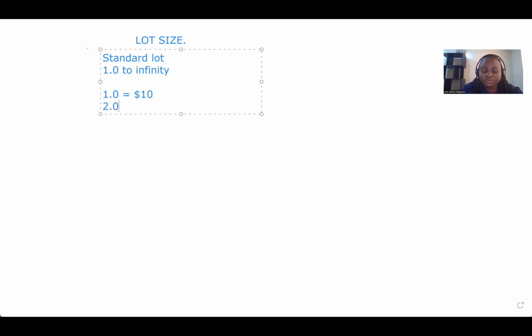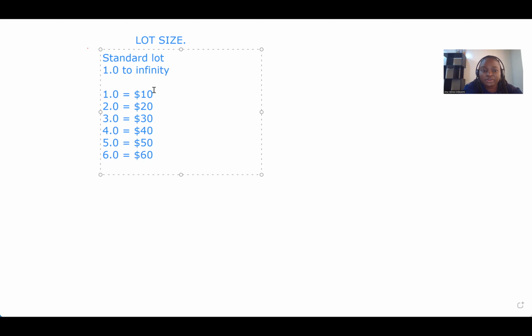Also if you use a lot size of 2.0, what this means is the value of 1 pip is $20. If you're using 3.0, the value of 1 pip is $30. If you use 4.0, the value of 1 pip is $40. If you use 5.0, the value of 1 pip is $50. If you use 6.0, the value of 1 pip is $60.